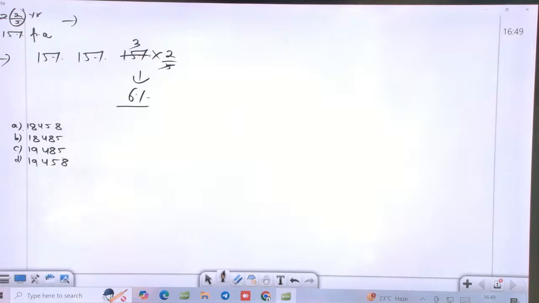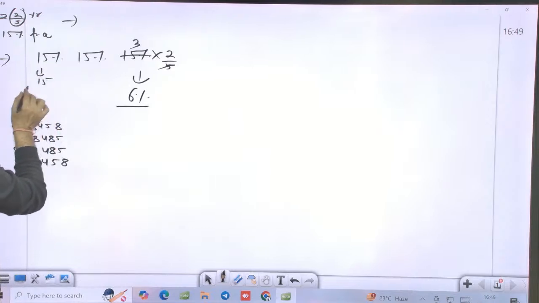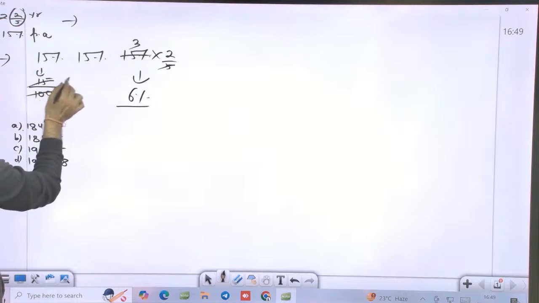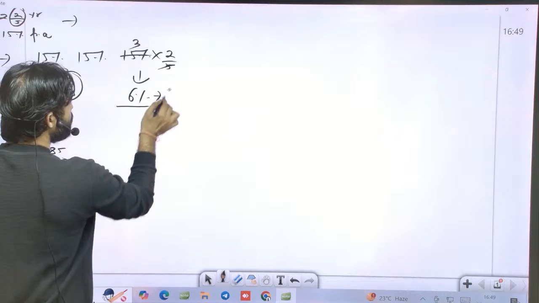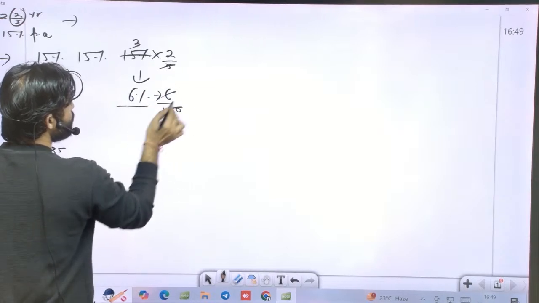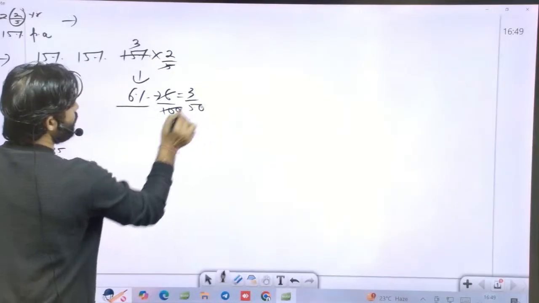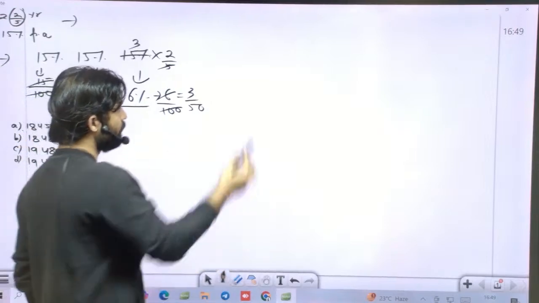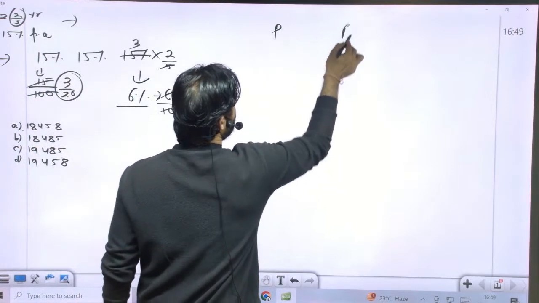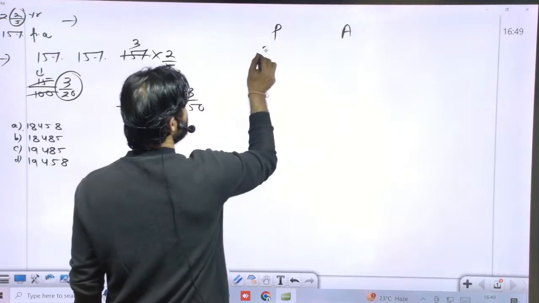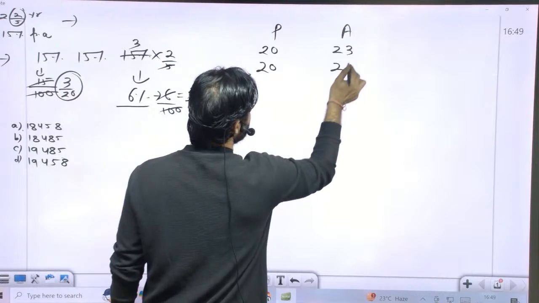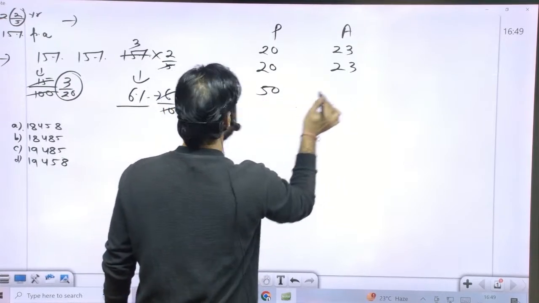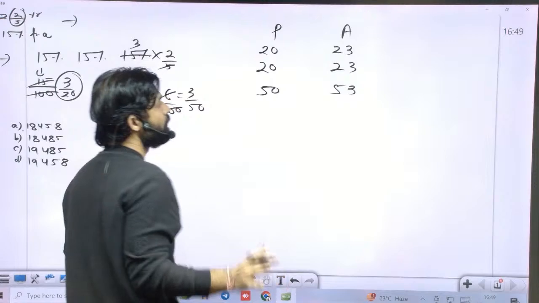Okay. So what will be the fraction of that 15%? 15 by 100. So this is 3 by 20. And what will be the fraction of this one? 6 by 100. So this is 3 by 50. Now take that principal and amount from here. So it is 20 and the amount is 23 for the first one, 20 to 23 for the second one, and 50 to 53 for the third one. Is this understood?